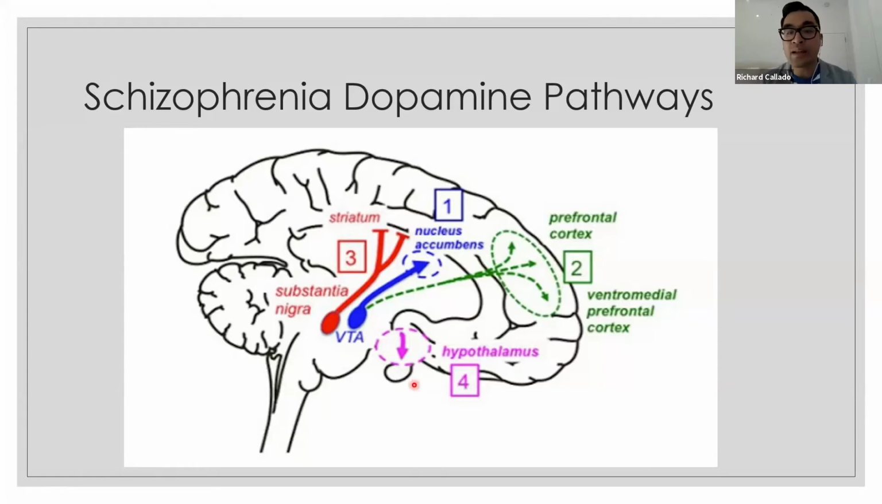Number 4 is actually prolactin. So this happens a lot in men. When you block dopamine in number 4, right, it increases prolactin. Men can grow breasts, right? They can start lactating, women can lose their period.